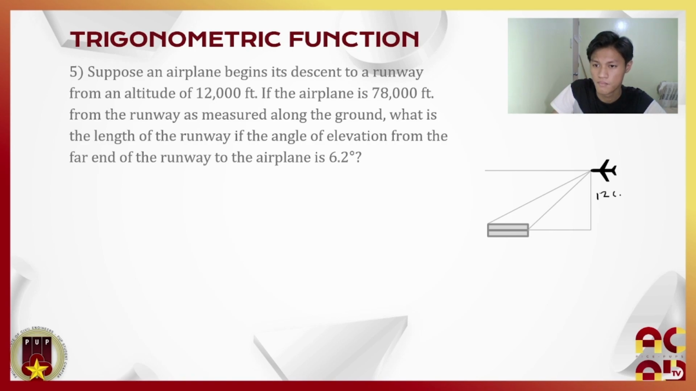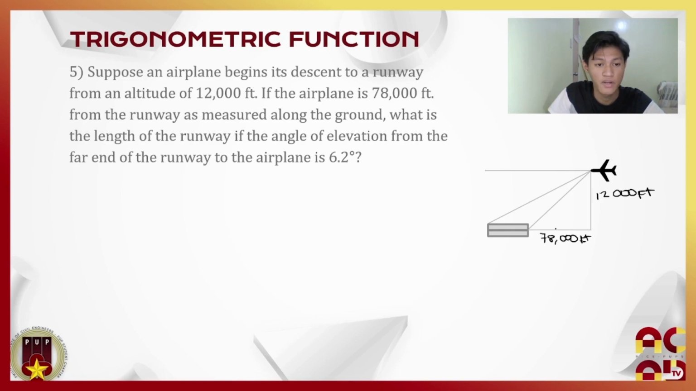12,000 feet. And then, if the airplane is 78,000 feet from the runway as measured along the ground, so 78,000 feet daw, yung layo ng tip ng airplane to the runway. So, ito, 78,000 feet. So, itong 78,000 feet na to is ito lang. Itong length lang na to. Hindi kasama itong runway. So, ayun lang yung binigay sa atin.